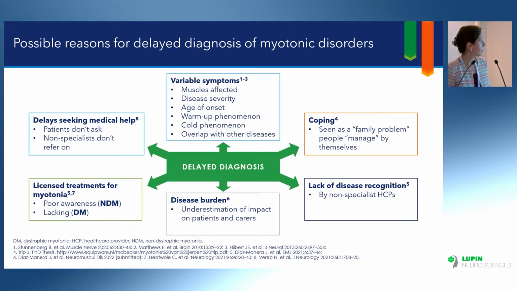Possible reasons for delayed diagnosis of myotonic disorders. There are delays seeking medical help. So the patients don't ask. The specialists or doctors that see these patients don't refer because the disease is not well known. There's not enough awareness on the disease. Another reason for the delayed diagnosis are the variable symptoms. Also coping, because patients think, well, everybody in my family has this problem and they don't really see it as a real problem. So they cope, they manage, they compensate themselves.